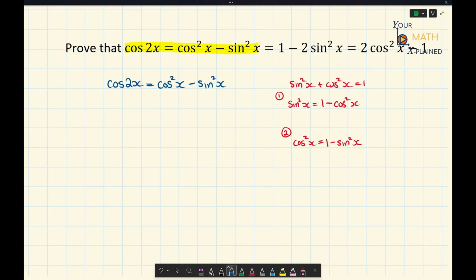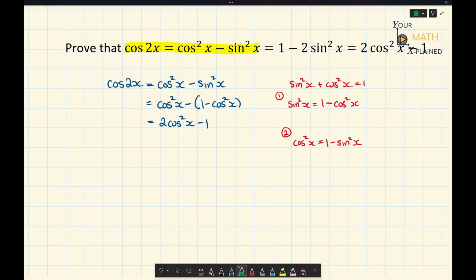Now if we take our first equation and do our substitution, so if we substitute the expression 1 minus cos squared x into sine squared x, what we're going to get is cos squared x minus, and then in brackets, 1 minus cos squared x. So now simplifying this, we get 2 cos squared x minus 1.